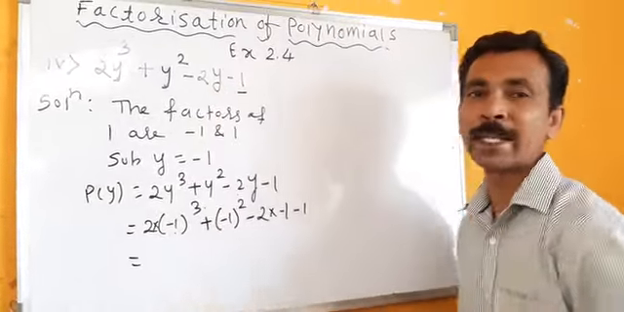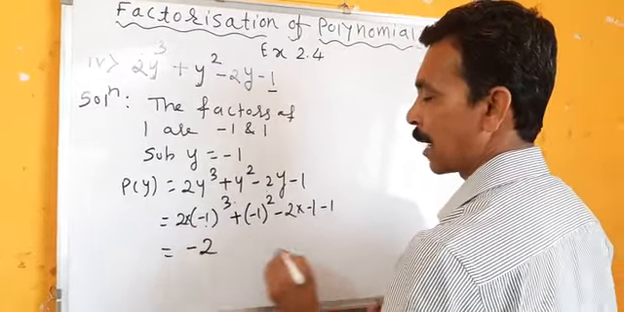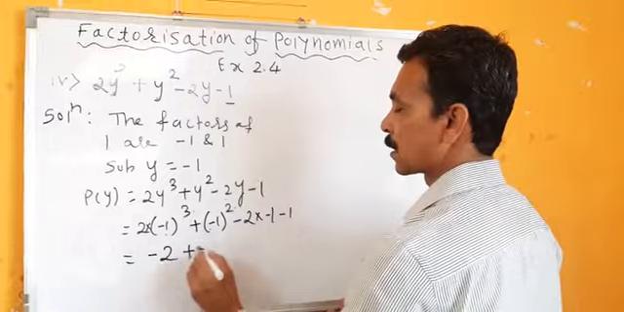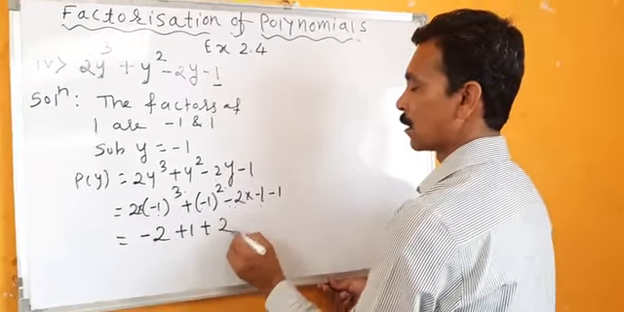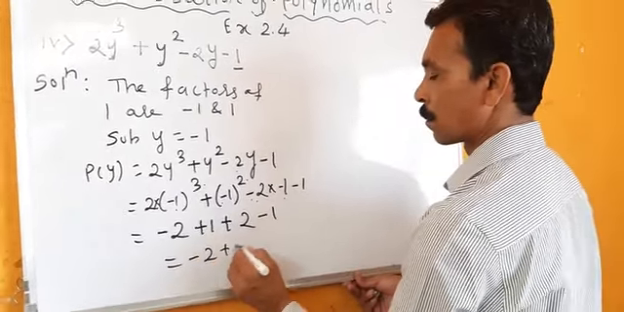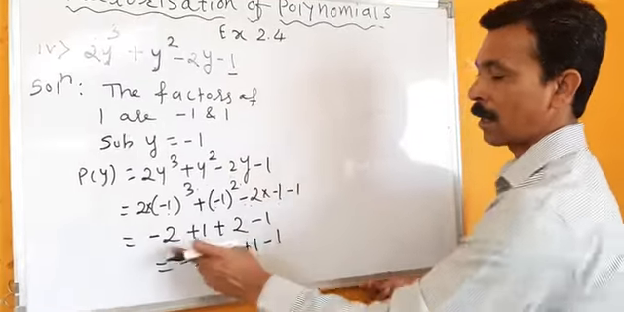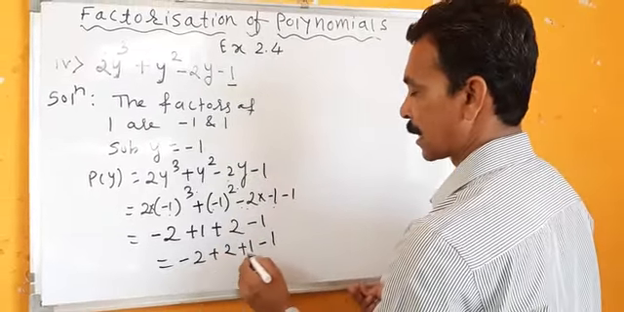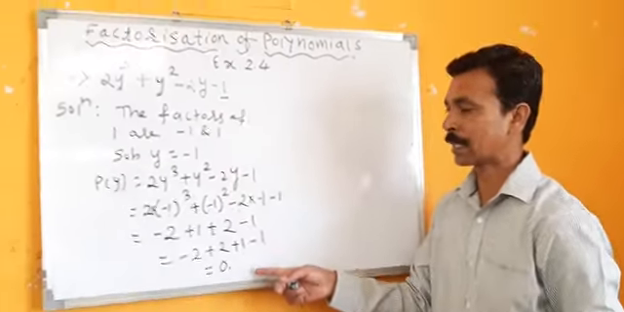What is minus 1 cube? Minus 1. Minus 1 into 2 is minus 2. Minus 1 square is plus 1. Minus into minus is plus. 2 ones are 2 and this is minus 1. So it is minus 2 plus 2. Bring like terms closer. Okay, minus 2 plus 2 gets cancelled. Plus 1 minus 1 gets cancelled. 0. So we got the remainder 0.